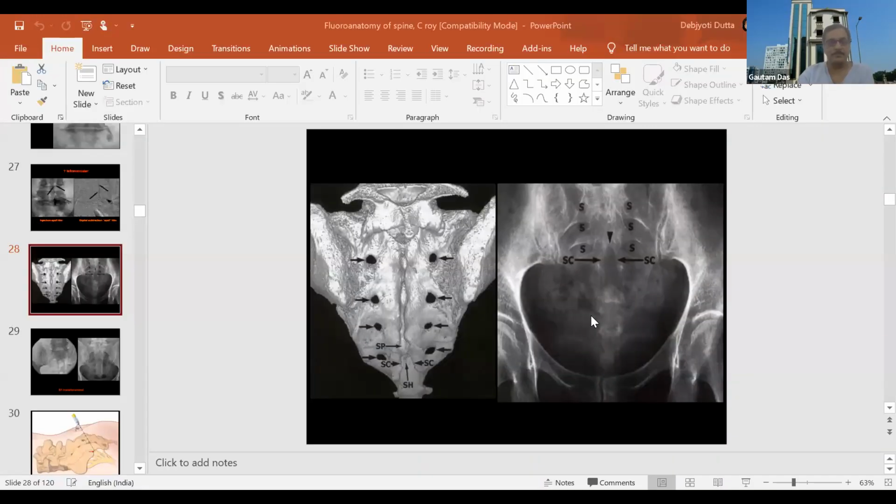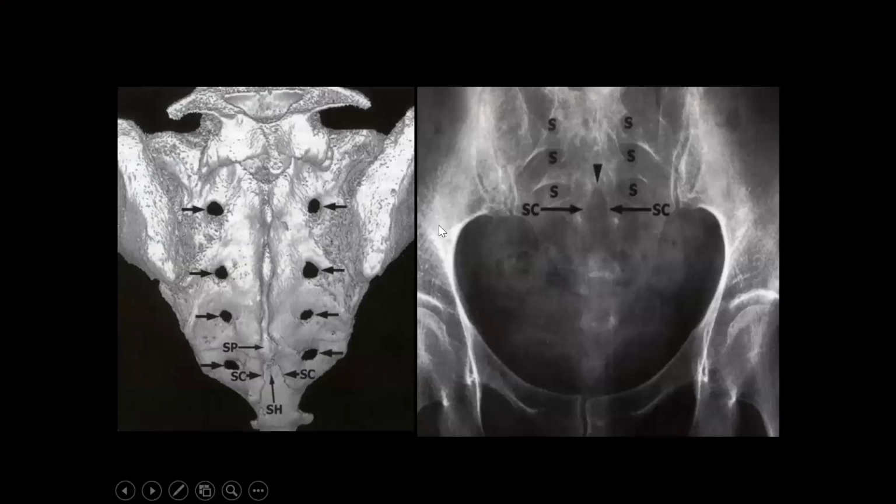Okay. My slide is visible, isn't it? Yes. Okay. So the same thing, Dr. Debjyoti has already shown how to do SI joint injection and caudal epidural under ultrasound. And I will also show you how to do it under fluoroscopy. So S1 transforaminal, SI joint injection and caudal epidural. Please, all of you mute, otherwise it is very difficult.